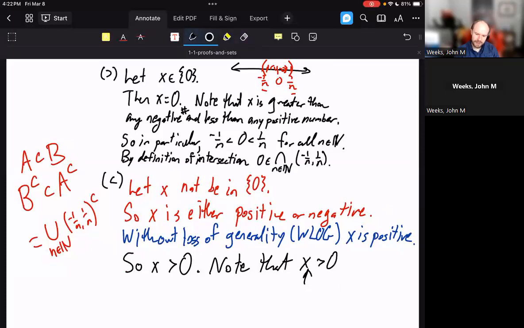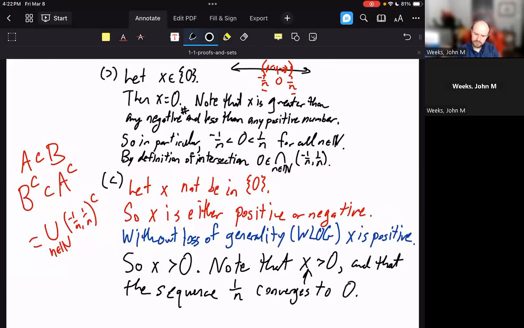Note that X is greater than 0 and that the sequence 1 over n converges to 0. So here, notice I'm actually kind of repeating myself. So I don't really need this note X is greater than 0 part anymore. Instead, I'm just going to say note that the sequence 1 over n converges to 0. Well, how is that useful?